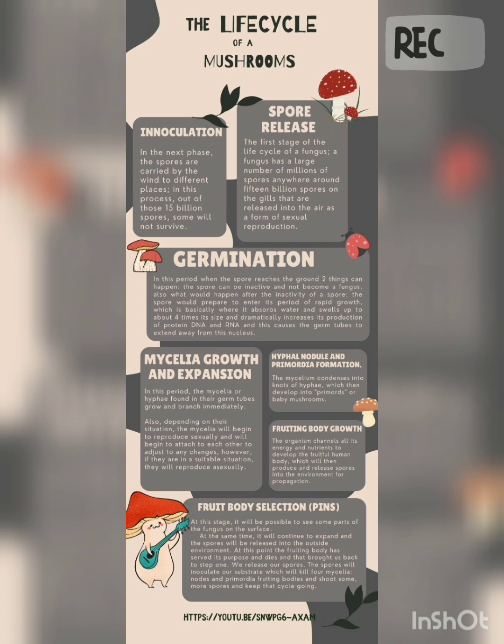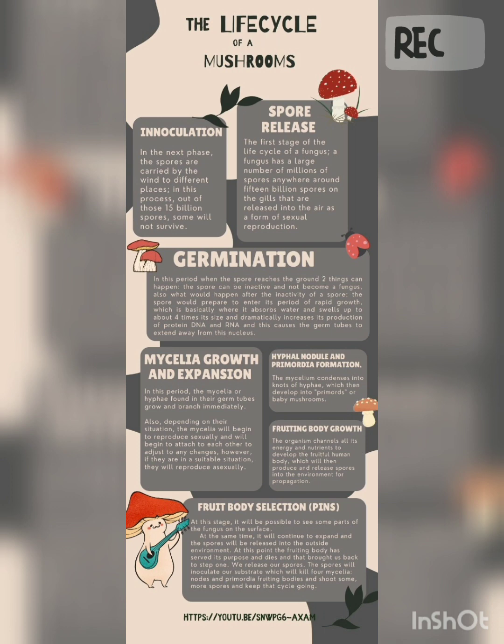Fruiting body maturation, pins. At this stage it will be possible to see some parts of the fungi on the surface. At the same time, it will continue to expand and the spores will be released into the outside every month. At this point, the fruiting body serves its purpose and this brings us back to step 1.